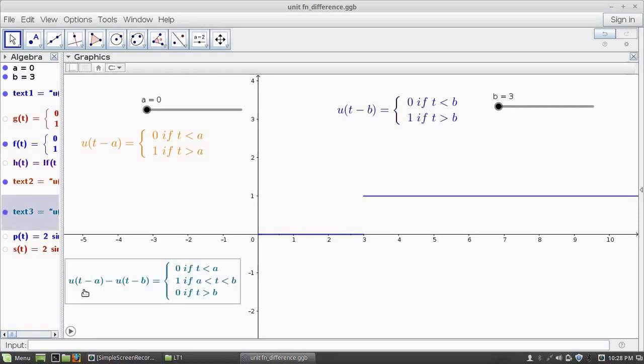See, this is the definition: u(t minus a) minus u(t minus b) is equal to 0 if t less than a, 1 if a less than t less than b, 0 if t greater than b. That means here the value of a is less than that of b. So when t less than a, the first function has the value 0 and the second function also has the value 0, so the difference has the value 0. When a less than t less than b, the first function has the value 1 and the second function has the value 0, so 1 minus 0, that is 1. And for t greater than b, the first function has the value 1 and the second function also has the value 1, so the difference is 1 minus 1, that is 0.